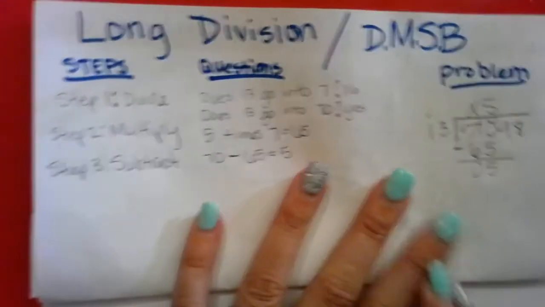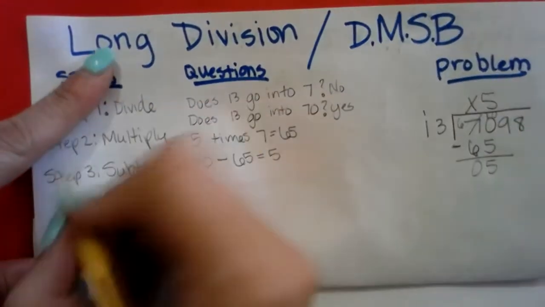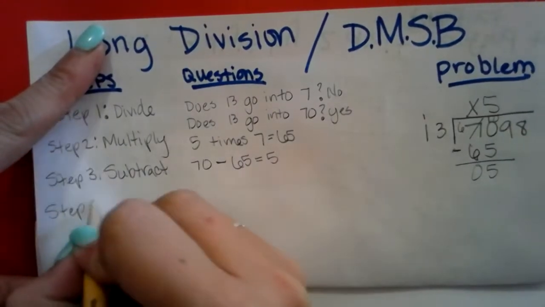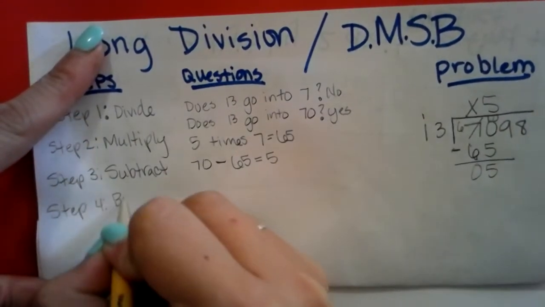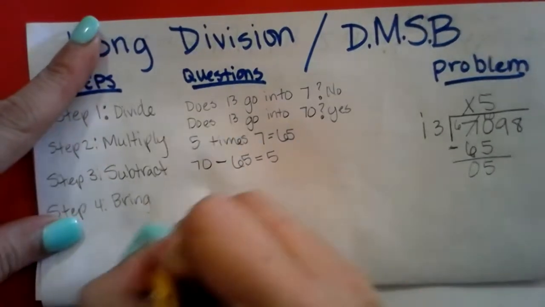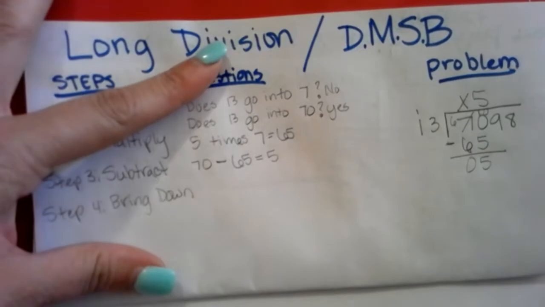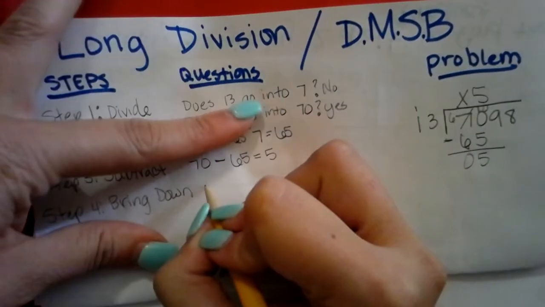Okay, what's going to be my next step? I'm going to bring down the 9. So step 4, bring down. So I'm going to bring down the 9.